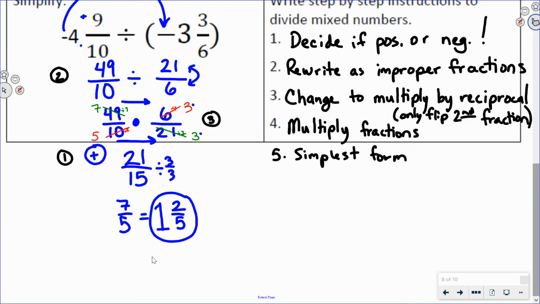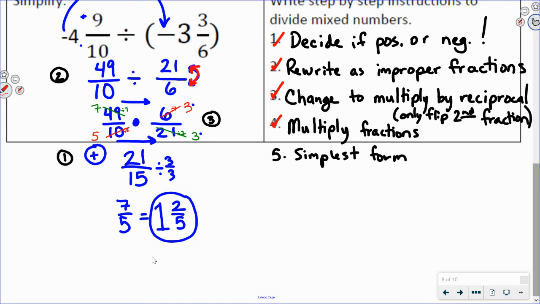Now, when it comes to dividing, you can now look at these steps. You can do any division problem. Okay, first, is it going to be positive or negative? Okay, check. Okay, next, do I have any mixed numbers? Yep. Let's rewrite anything as improper fractions. Notice you do that before you change it into multiplying by the reciprocal. Remember, only flip the second number. Okay, now I multiply. I know how to do that.